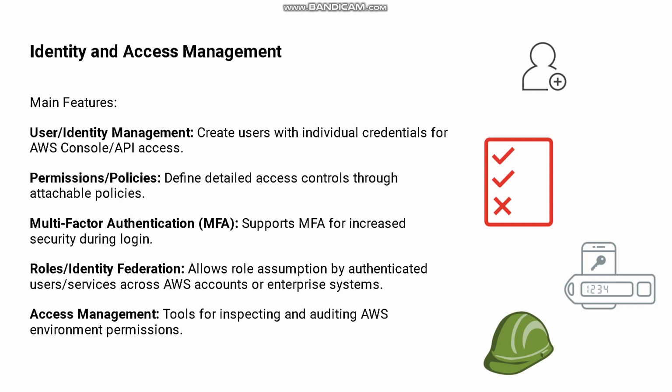And secondly, it allows us to manage permissions by using policies and define detailed access controls through attachable policies. It also supports multi-factor authentication, MFA, to increase security during login. On top of that, it supports roles, identity federation, and allows role assumption by authenticated users or services across AWS accounts or enterprise systems. And lastly, it provides access management tools for inspecting and auditing AWS environment permissions.